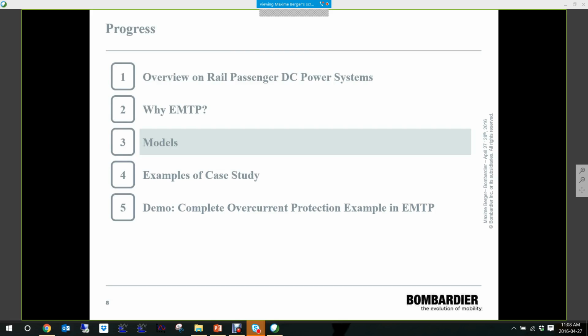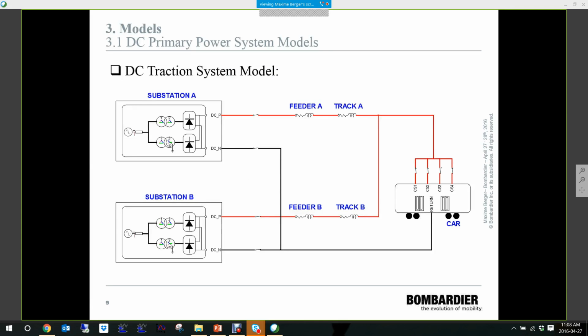So now let's go through the models that have been developed in EMTP. The first model that I wanted to present to you is a complete DC traction system model. To simplify, it is composed of two substations, Substation A and Substation B, that are connected to the vehicle through an equivalent track and an equivalent feeder. So we have a subway vehicle here that is supplied by two substations that are connected to a DC feeder and a DC track. We'll look at the substation and the vehicle models individually.